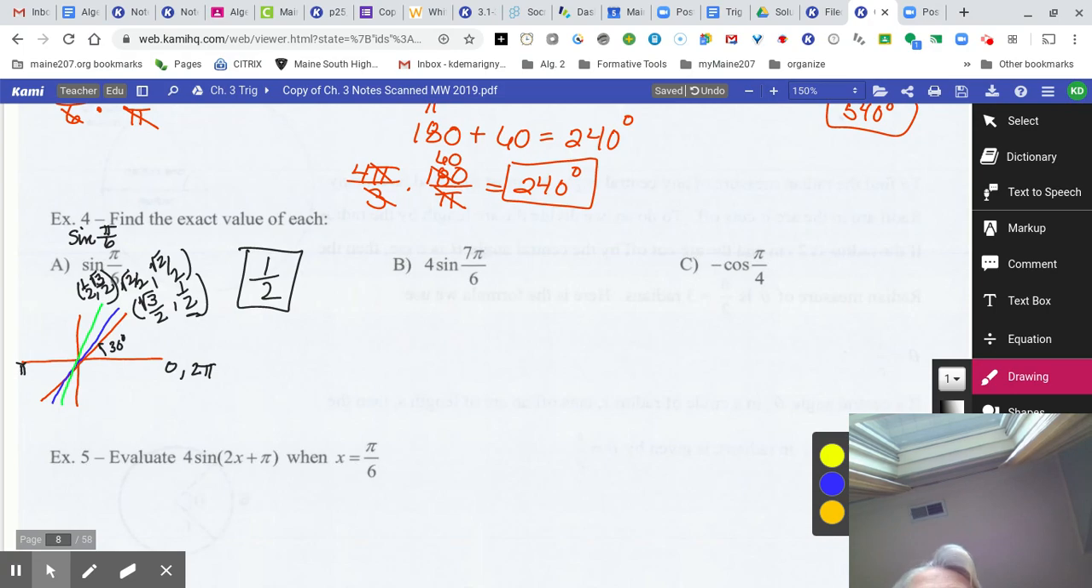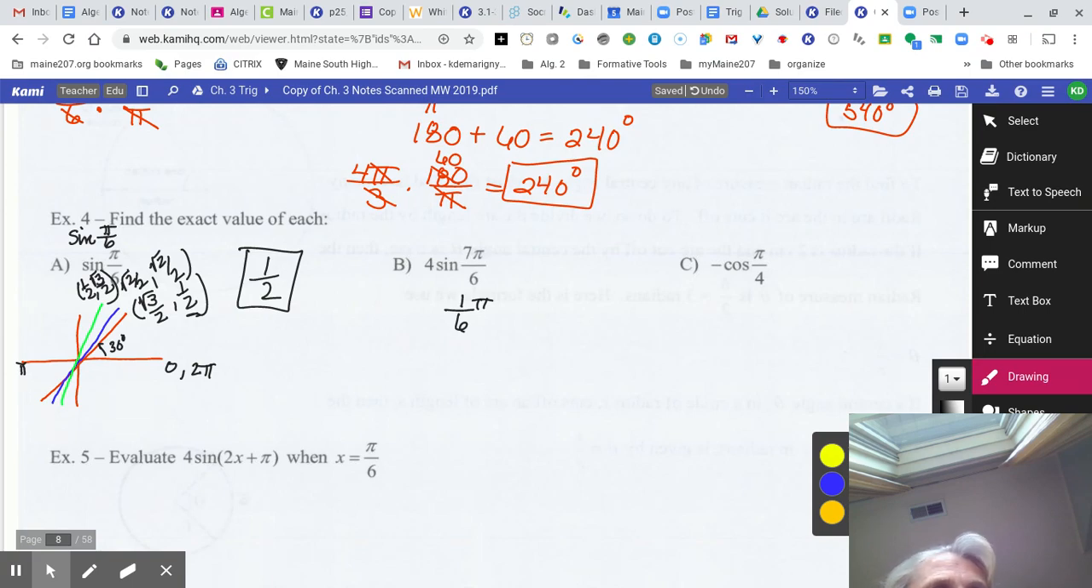If I wanted to know what 4 times sine of 7 pi over 6 is, remember that 7 pi over 6 would be 1 whole pi plus 1/6 more of a pi. And if you're 1/6 more of a pi, I have to know where you are. So if you've gone 1 pi, remember that you've gone all the way from here and you've gone 1/6 more of a pi. So you've gone 30 more degrees down.